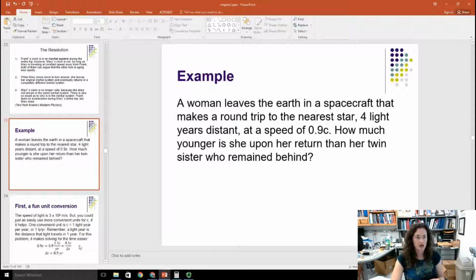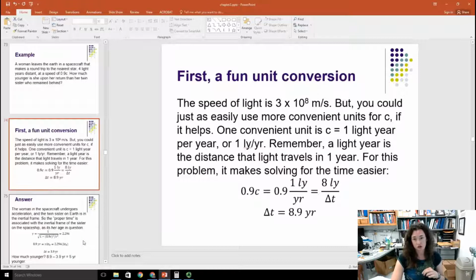Okay? Now, a lot of students would then take that 0.9 c, convert everything to meters per second, and churn through it. I'm going to show you a slightly easier way. We're going to use a fun unit conversion to make the problem a little simpler. The speed of light is, of course, 3 times 10 to the 8th meters per second, but you don't necessarily have to use meters per second all the time, not if it's not convenient. You could use more convenient units for the speed of light, if it helps, and it's going to in this case.